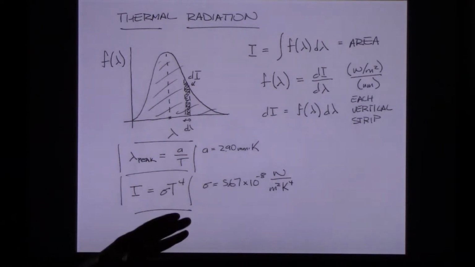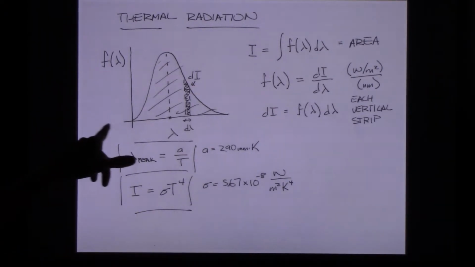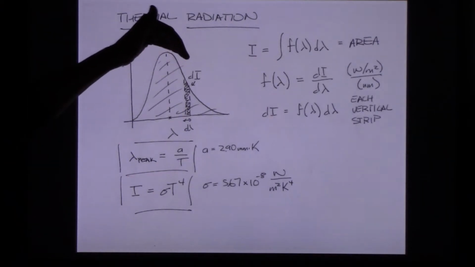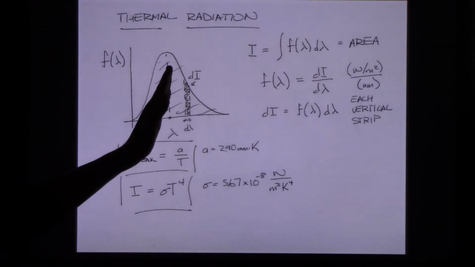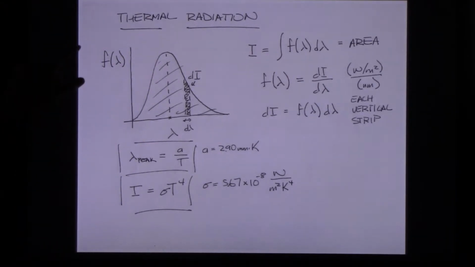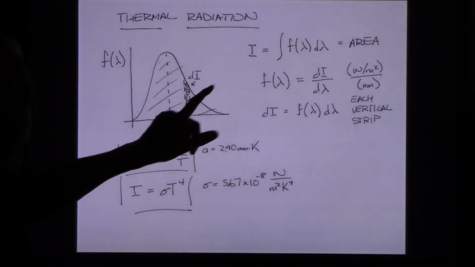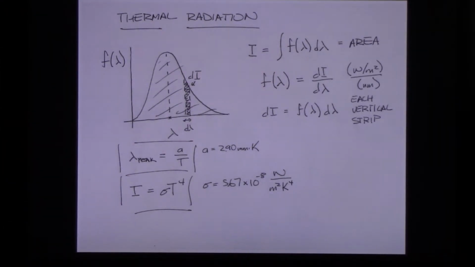So an object is radiating light at a whole range of different wavelengths. And here are the wavelengths, and then the height of this function tells us how much intensity we're getting at each particular wavelength. So it's a function of wavelength, and that's what I've called it. Now, if I integrate across that function, what that tells me is I'm getting the total amount of energy.